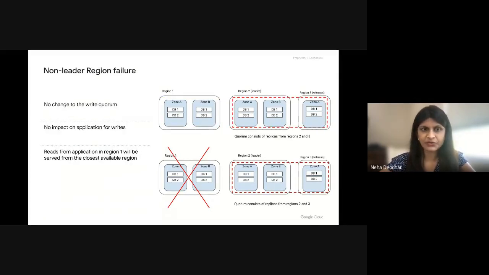Now let's consider what happens when some other region fails. It's not the leader region, it's some other region that ends up failing. Imagine that, under normal situations, region 2 and region 3 form the majority quorum, and region 2 is the leader. When the third region, region 1, goes down, nothing changes from the point of view of the majority quorum. It still remains region 2, region 3. There's no impact on the application for writes, and any reads that were being served by region 1 will now get redirected and will be served from the next closest available region, so maybe from region 2.